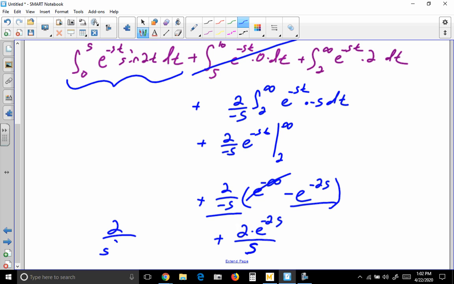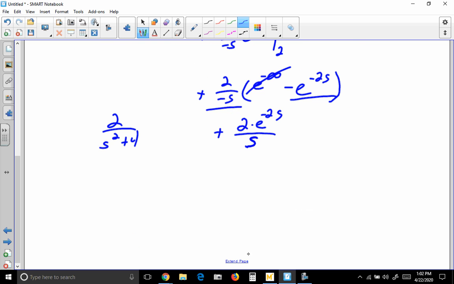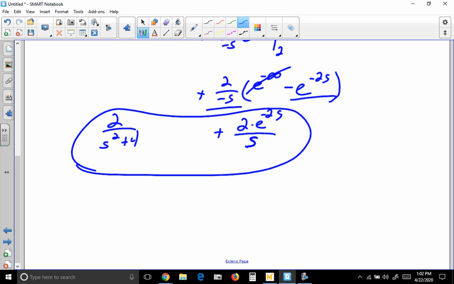2 over s squared plus 4. So that's what we get for our transformation. Even though we had a piecewise defined function that had 3 different parts to it, we end up with a transformation that is not piecewise. It just has a standard domain.